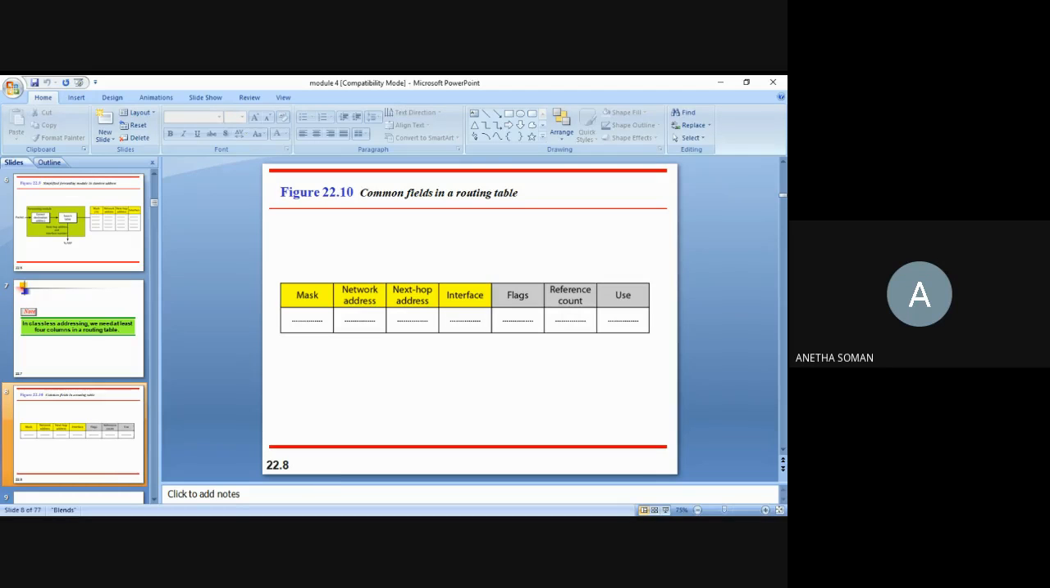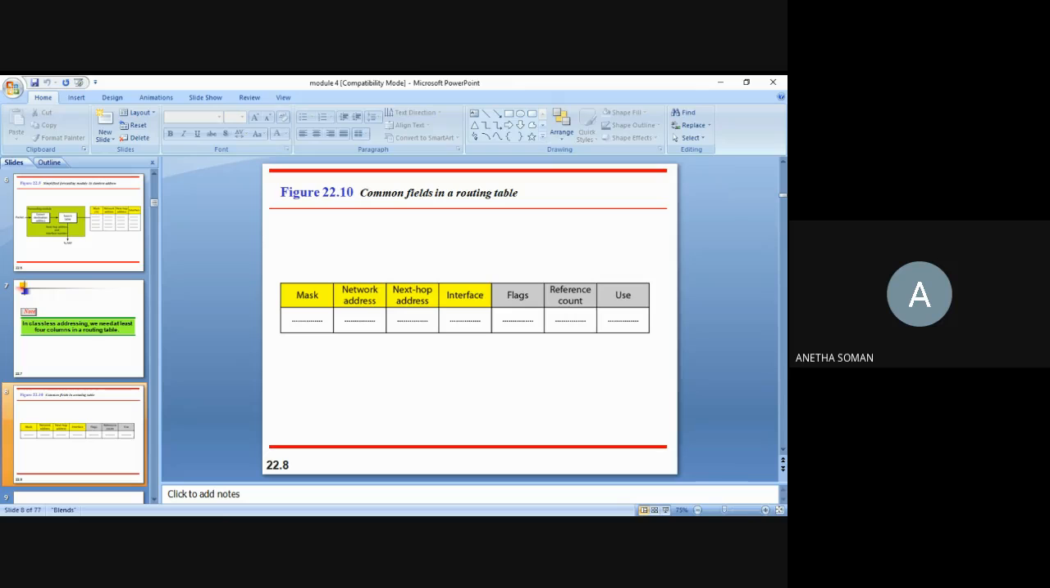Actually, the number of fields varies. I have told you it is vendor dependent. Generally, these are the common fields in a routing table. The minimum 4 columns are a must: the mask, network address, next hop address, and the interface. Other than those 4 fields, you have the flag field, reference count, and the use field.